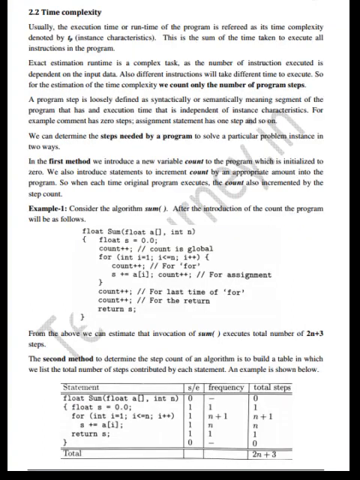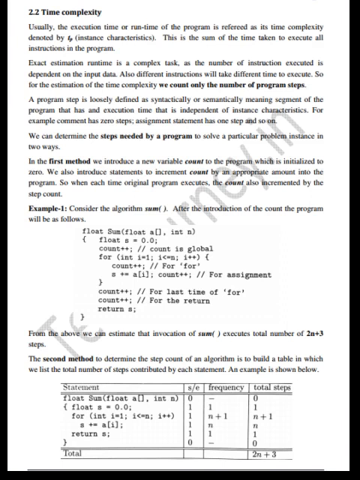Now let us see time complexity. Usually the execution time or runtime of a program is referred to as its time complexity, denoted by T_P of instance characteristics. This is the sum of the time taken to execute all instructions in the program. Exact estimation of runtime is a complex task, as the number of instructions executed depends on the input data. Also, different instructions take different times to execute.